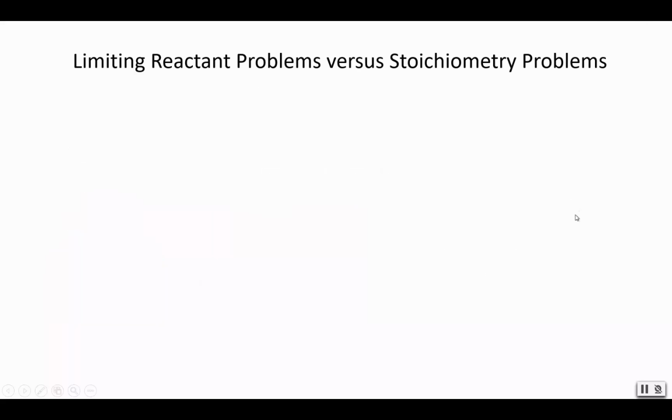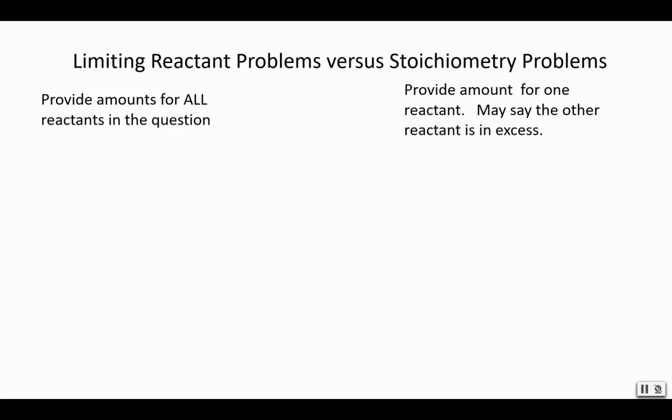So, limiting reactant problems versus stoichiometry problems. How do you know the difference? Well, for one thing, limiting reactant problems provide information about all of the reactants in the question. They'll either tell you the amount of moles of each reactant or the amount of grams, but for every single reactant that's in there, you will be given that information. In a stoichiometry problem, they'll only give you information for one reactant. That's it. They may say the other one's in excess, and it seems like they gave you information on all of them, but they're only going to give you an actual value for one reactant.